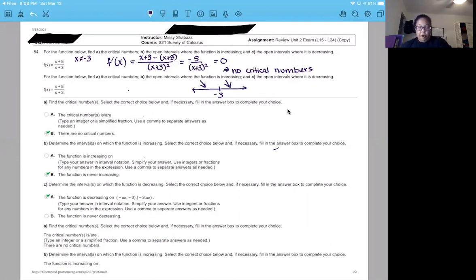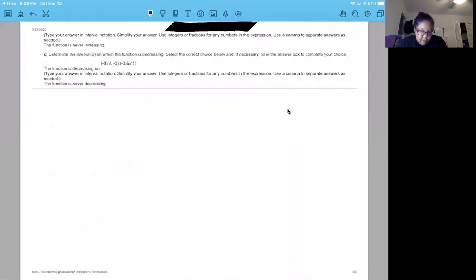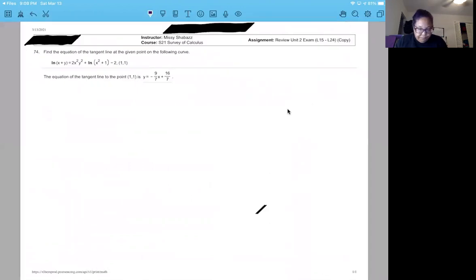So the first part is asking where the critical numbers are. We found no critical numbers. The second part is where it's increasing. Well, it's not increasing, only decreasing. And then it asks us where it's decreasing. So negative infinity to negative 3, and then negative 3 to infinity. And that's it. All right, next question.